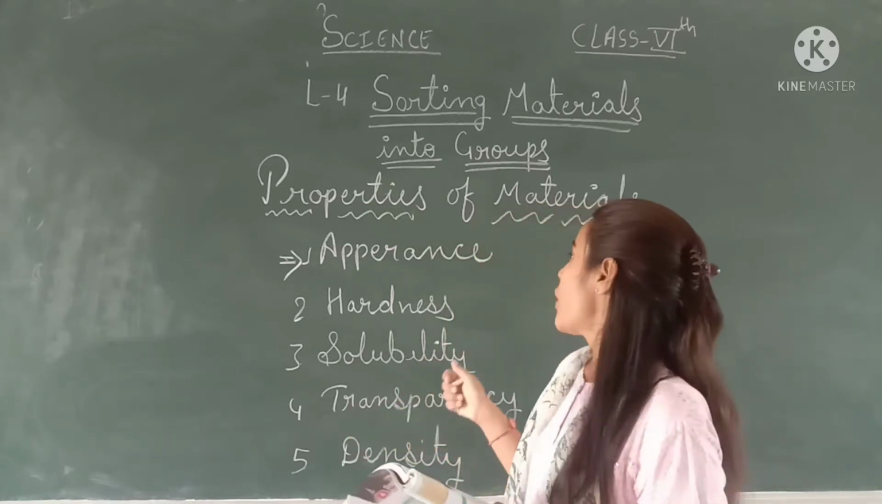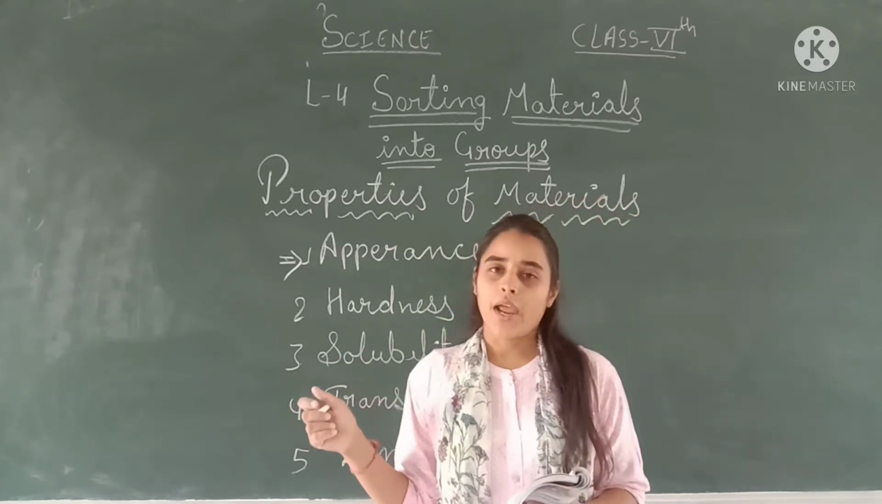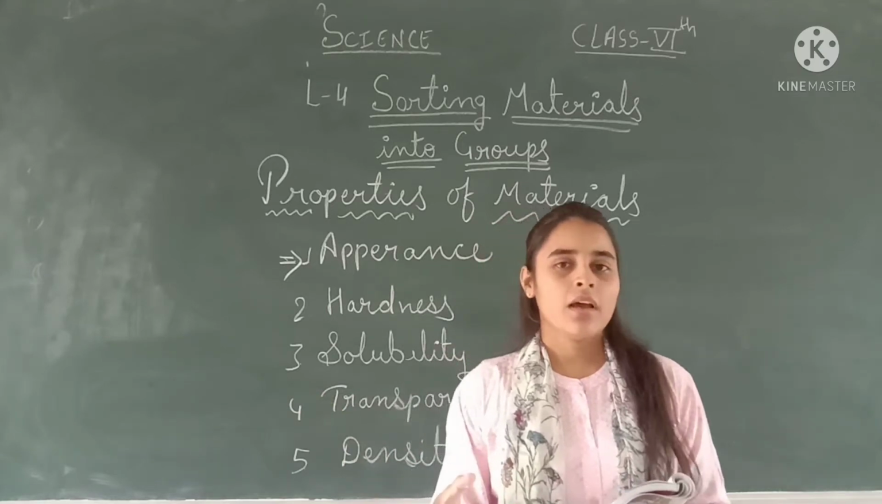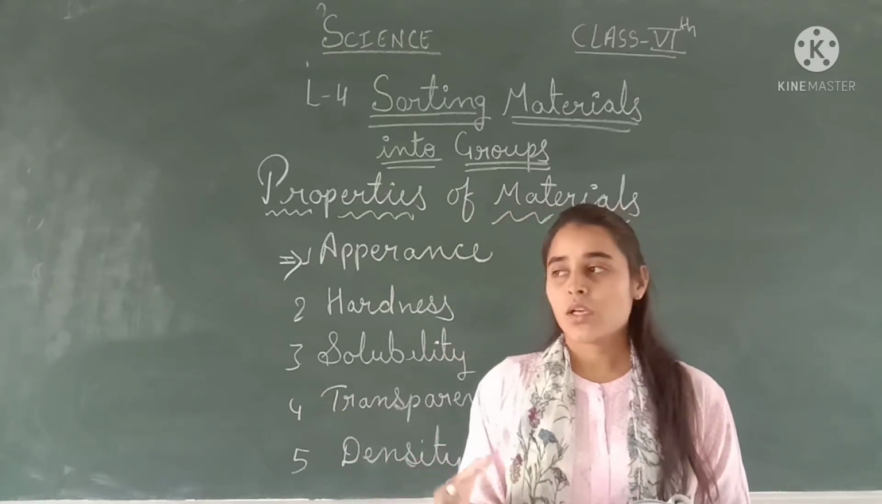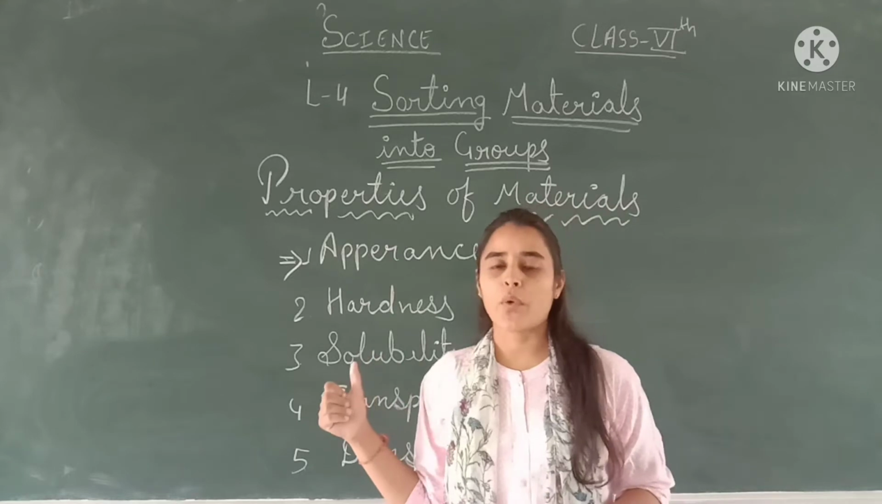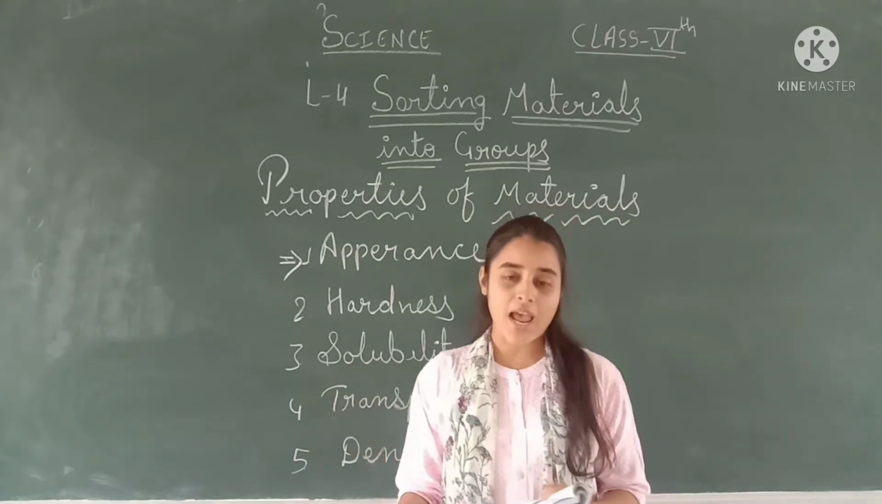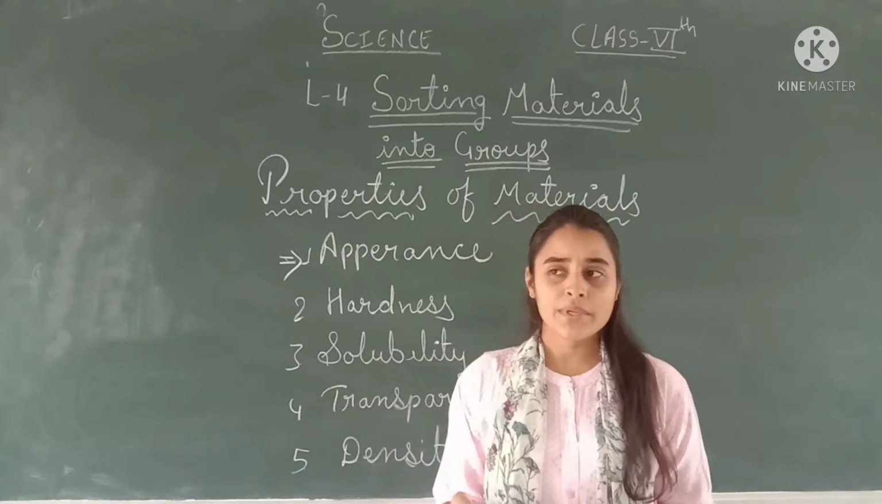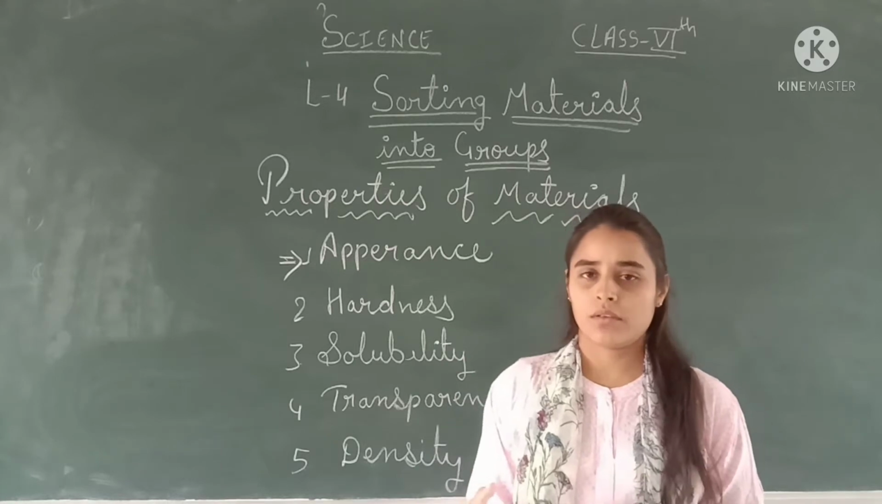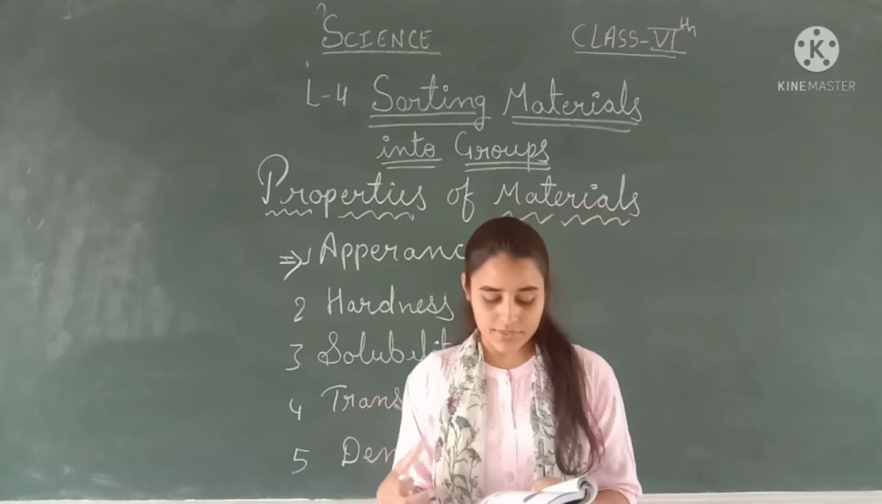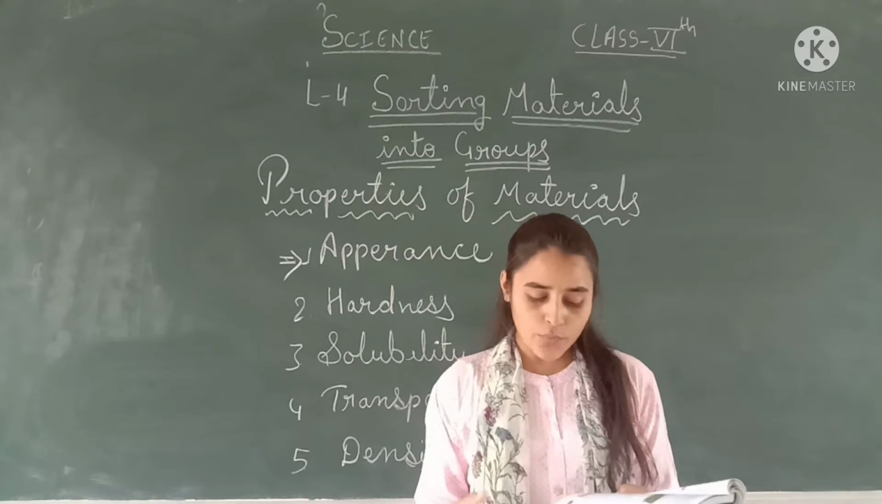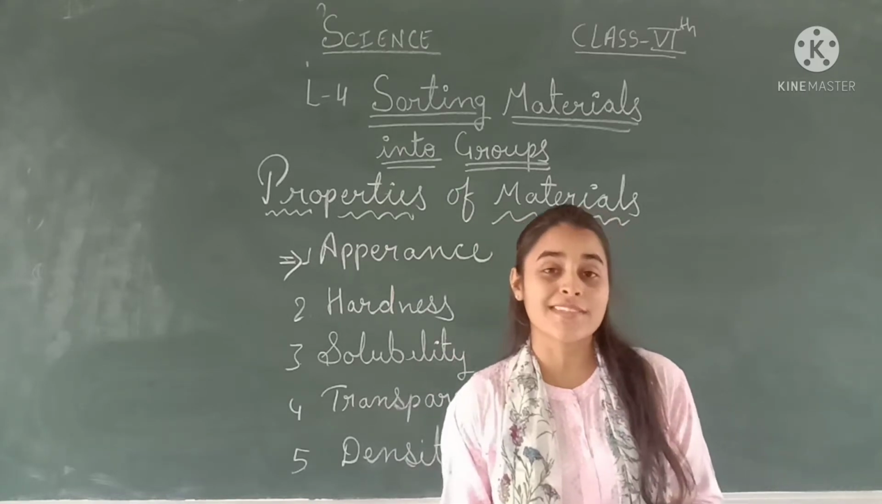Now we will discuss the property of material. According to property we can classify all materials or substances. First, appearance. Appearance means how they look. This is the appearance. Appearance means how the object or material looks physically.